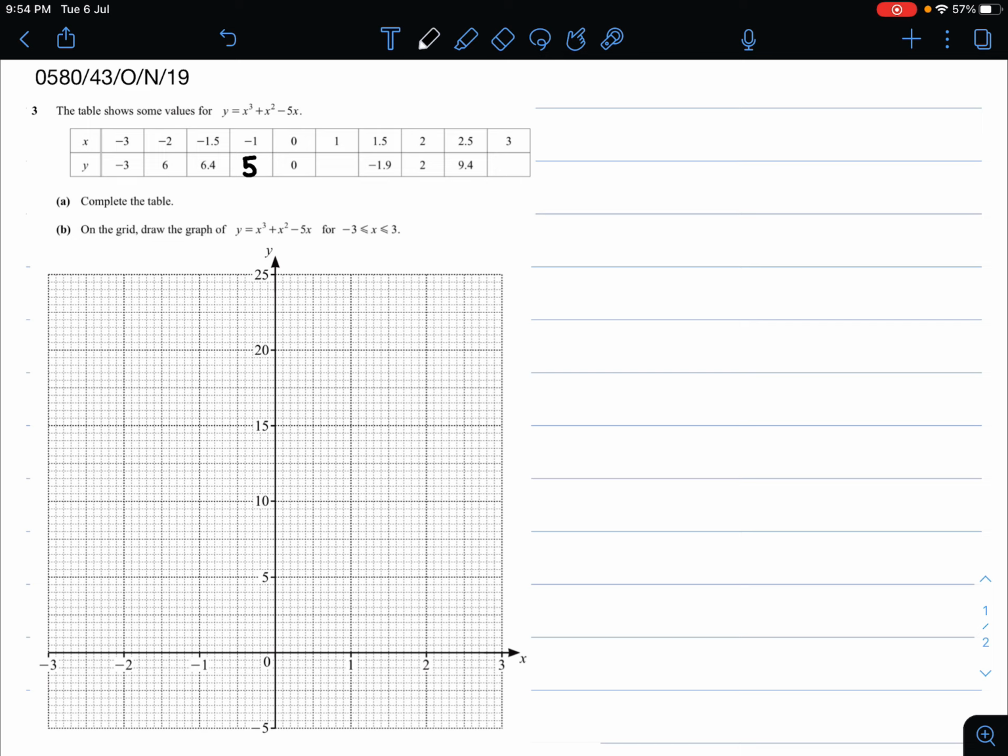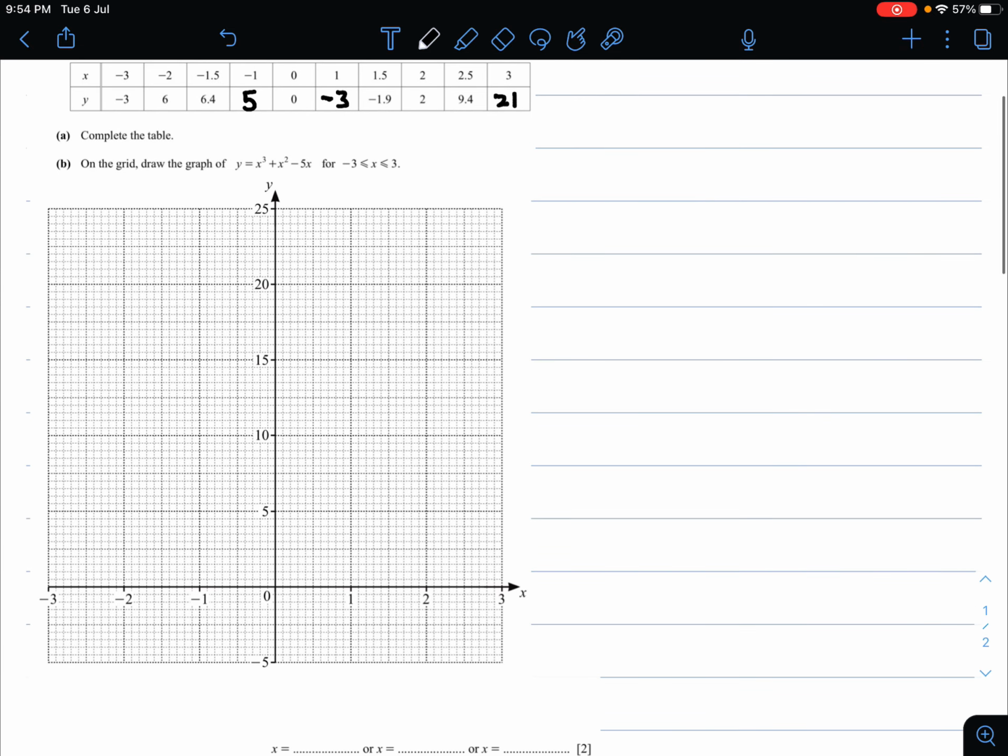Now you do the same thing with 1. So 1 cube is 1, 1 square is 1. So 1 plus 1 will give you 2. And minus 5 into 1 will give you 5. So 2 minus 5 will give you minus 3. Next, for 3. So 3 cube is 27 plus 3 square, which is 9. That will give you 36 minus 5 times 3. So that is minus 15. So you will get 21 as your y value when x is 3.